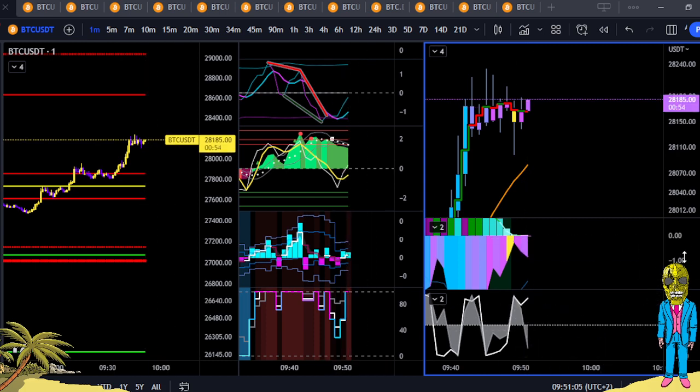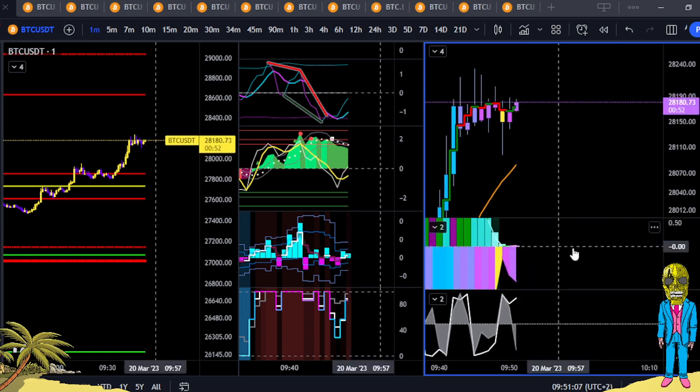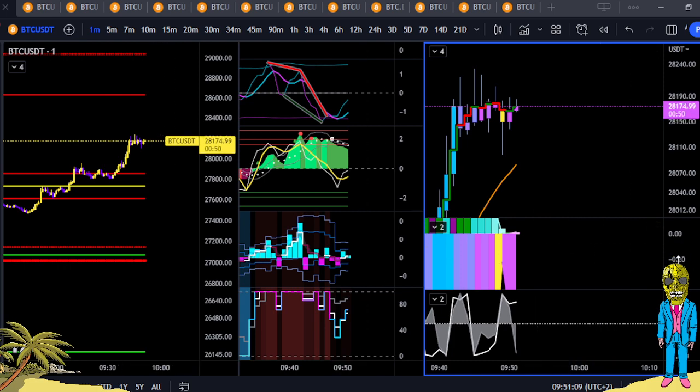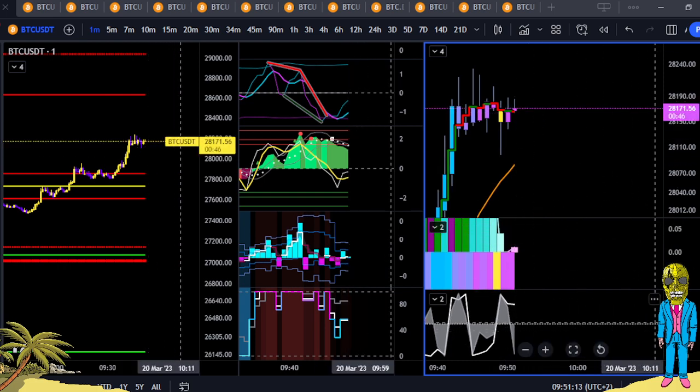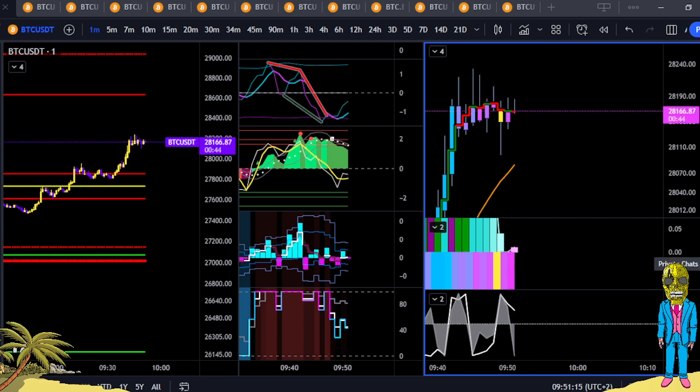Now, here's the cool thing. Now you can see that things are red. Maybe you can't, but I can see that things are red. And it's 50-50. So what you see here is one signal saying dump, one signal saying pump, which technically means sideways.